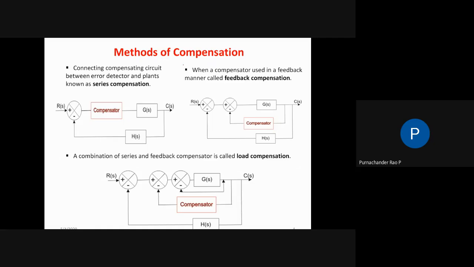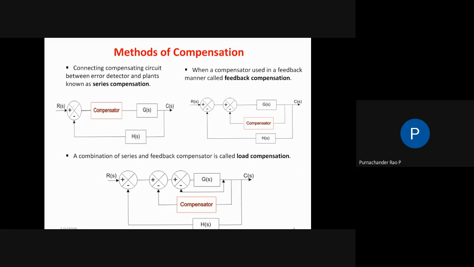So the methods of compensation. If a compensator is connected in series with the plant, then this type of compensation is called series compensation. Okay, so it is connected between the error detector and the plant. So this is your error detector, and it is connected in between the plant and the error detector. So this is called a series compensation. Now if it is connected in a feedback across the plant, this is called a feedback compensation.